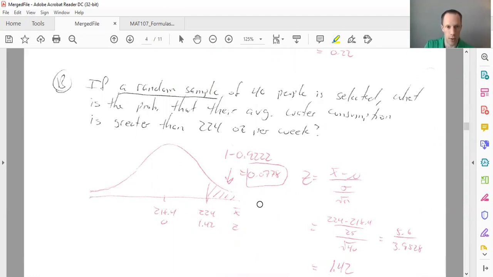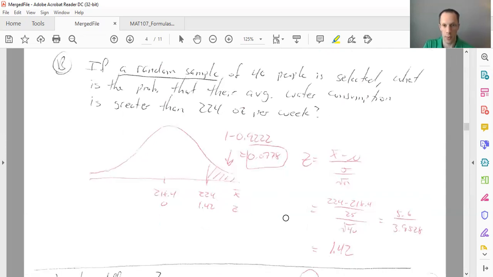So I'll draw that bell curve. The mean of all the individuals is the mean of this distribution. So 218.4 is in the middle again. And it's basically the same question, greater than 224. So mark 224 and shade to the right.